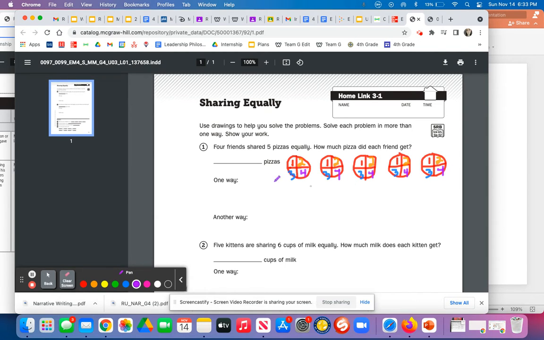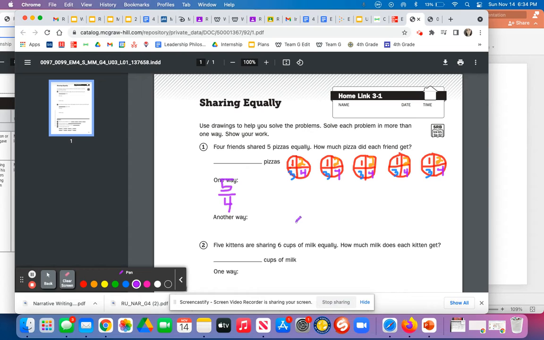So then our final step for our first way to solve this problem is just to determine how many pieces each friend got. So each friend gets 1, 2, 3, 4, 5 pieces, or 5/4, because the bottom number is the number of pieces each whole is broken into. Remember, 4 friends, 4 pieces. So each whole is broken into 4 pieces. And how many pieces does each friend get? 5. A slice from each of the 5 pizzas. Okay, that's the first way.